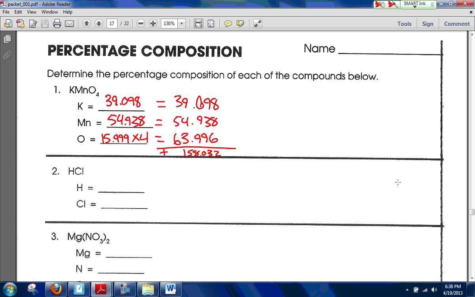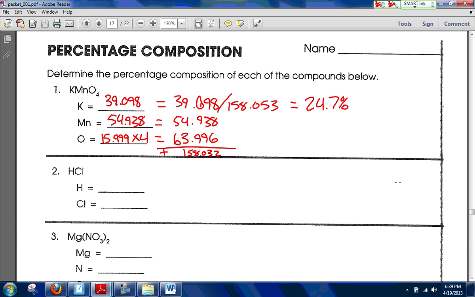Now, what you know from your math classes is to get how much something is as a percent, you just take the part and divide it by the whole. So the part that is K is 39.098 divided by the whole, which is 158.032. So I do 39.098 divided by 158.032, then I get 0.247, which is 24.7%.